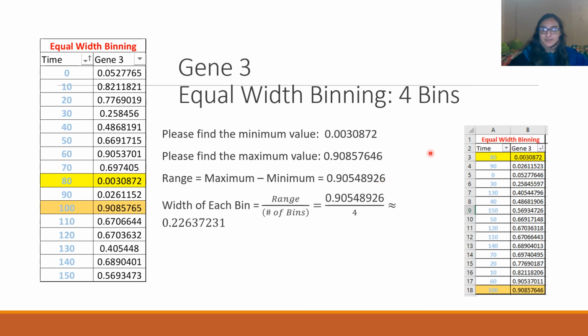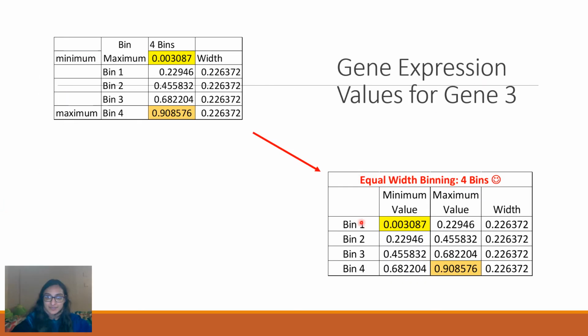Minimum value of 0.030872, maximum value of this 0.908 value here, the same thing here. We can find our range, going from the min to the max. This is covering 0.905 divided by the 4 bins that we want, and this is the width of each bin. We do the same thing where we start with a minimum and end with a maximum, and then we use that width of each bin to derive each bin's threshold.